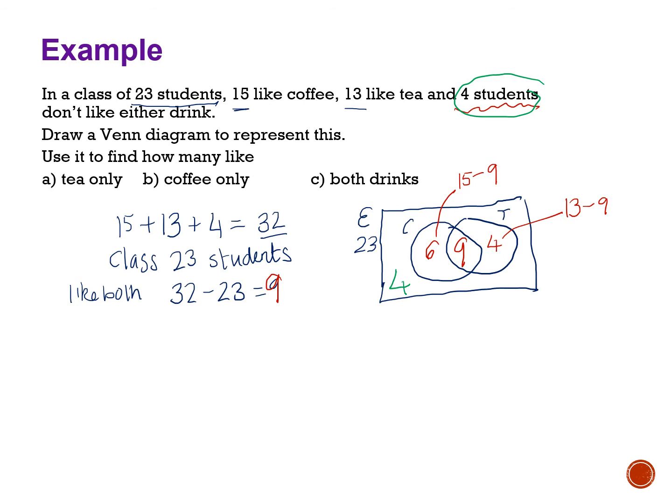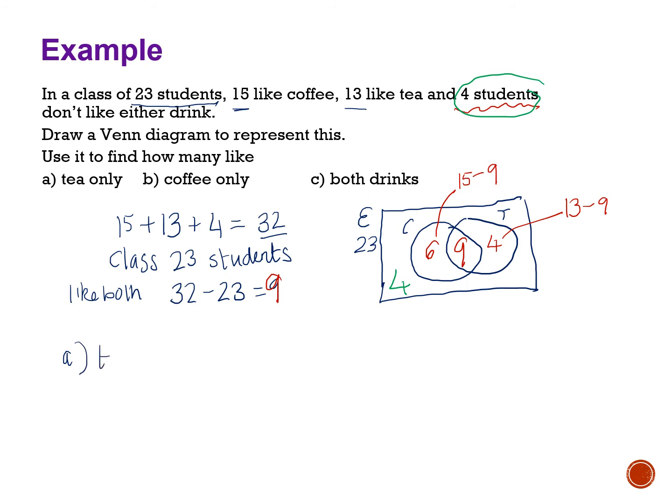So that's why we have the box around here. We make sure that the whole box should add up to 23. Let's just do a quick double check. 6 plus 9 plus 4 plus 4 gives me 23, so I'm correct. Okay, I can now use it to answer my question.